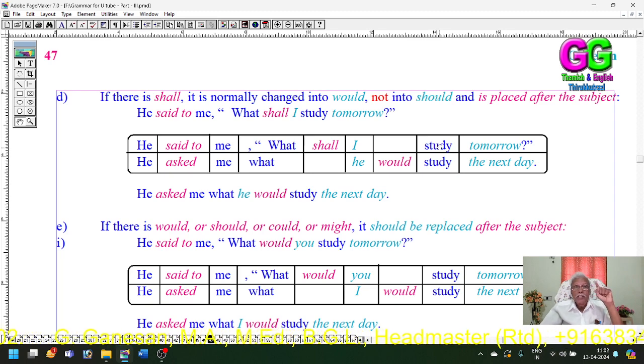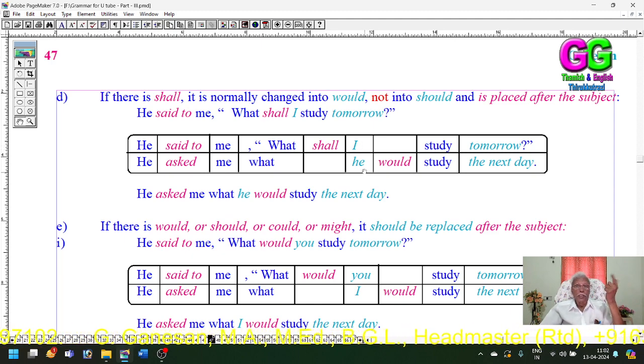No change regarding the verb has been done. Study is kept as it is. Then tomorrow, the next day, the adverb has been changed. Then I refers to the subject. For I, first person, it refers the subject to he. So, I has been changed into he.